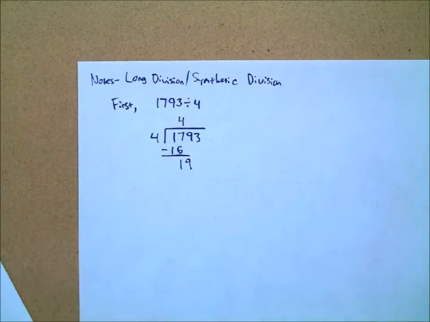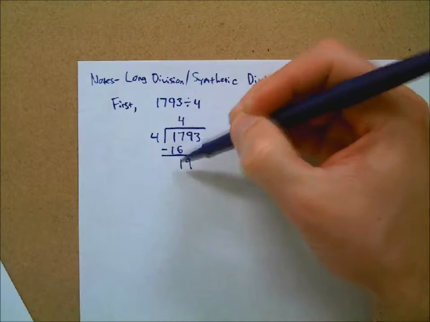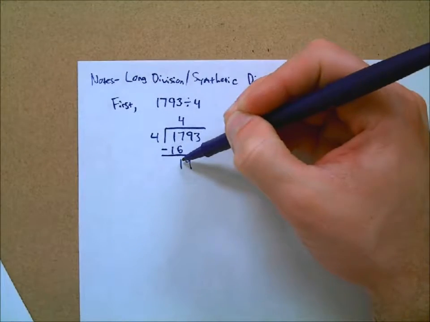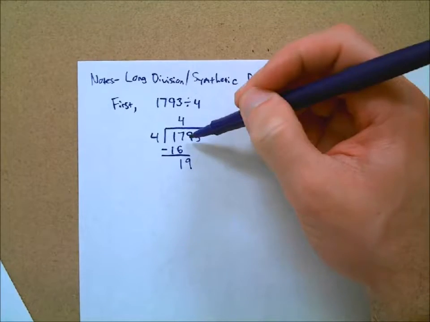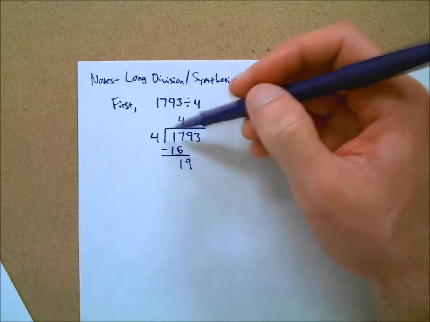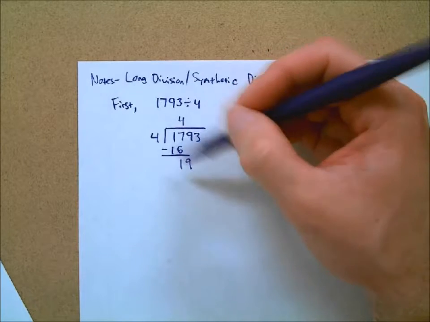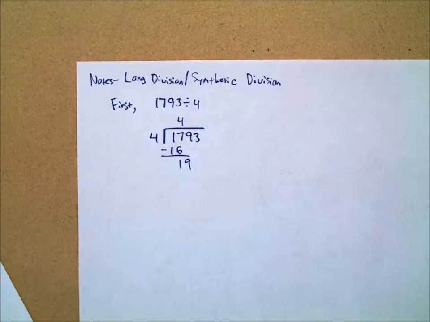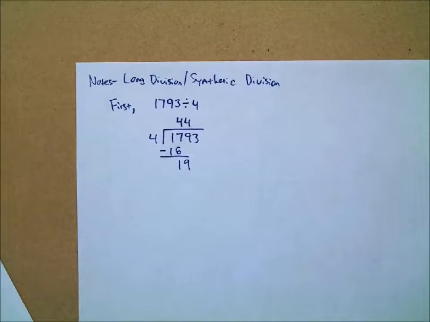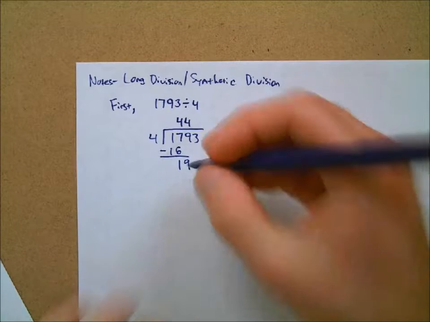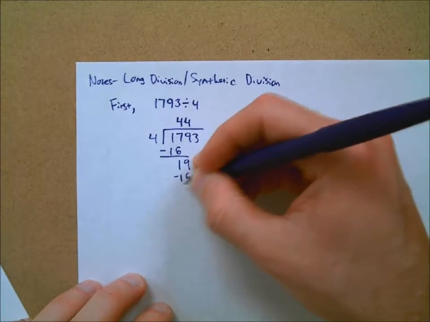We can see that we chose well, because what we had left over was a 1, and 1 is too small; you can't take any more 4s out of it. But now we bring down the 9, and now we have a 19. How many times does 4 go into 19? 4 times again, right? We're almost to 20, but not quite, so we say 4 again. We'll subtract 16 again, and that's a 3.